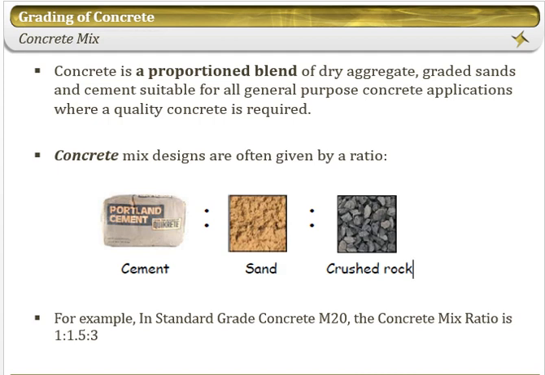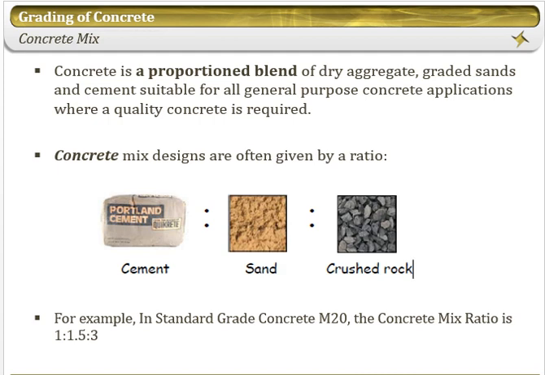Concrete mix design is often given by a ratio of cement, sand, and crushed rock. Here I have written an example, standard grade concrete M20. The concrete mix ratio is 1 of cement, 1.5 of sand, and 3 of crushed rock. Here cement is known as cement, sand is known as fine aggregate, and crushed rock is also known as coarse aggregate. And some quantity of water is also added to it.